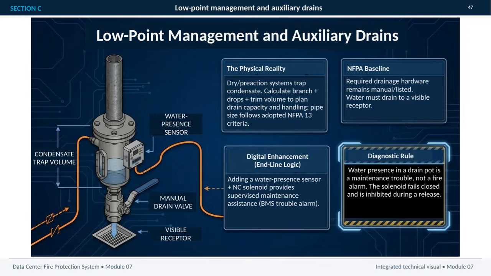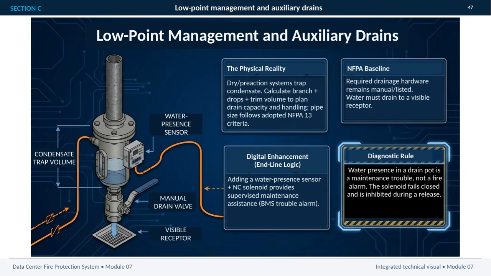This slide focuses on low-point management and auxiliary drains in dry and preaction systems. The physical issue is straightforward. Condensate can collect at low points, including branch piping, drops, and trim. That volume needs to be calculated so the drain pot and associated handling capacity are properly planned, while pipe sizing follows the adopted NFPA 13 criteria.